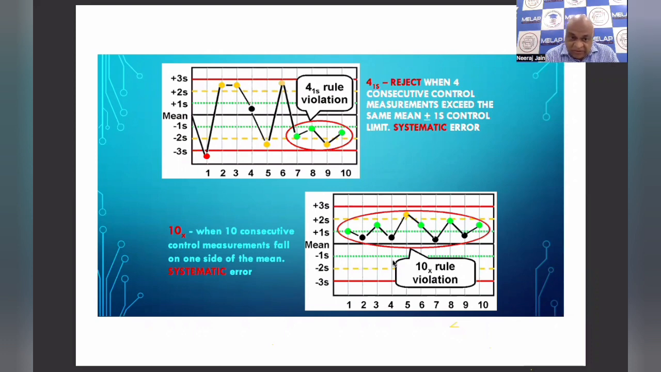Is there some change? Or 10 consecutive values on one side of the mean? What is the reason? And the most common reason, when 10 consecutive values are on one side of the mean and within 1 standard deviation, is that the laboratory is not calculating their own mean. They are using the manufacturer mean, and when they reconstituted and analyzed, they are finding some variation in the result, and the variation is the same, so they are finding values on one side of the mean.